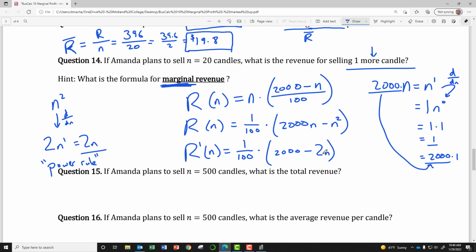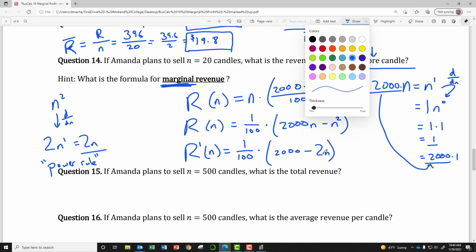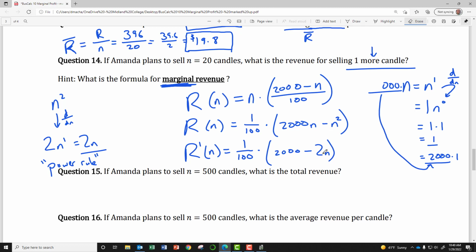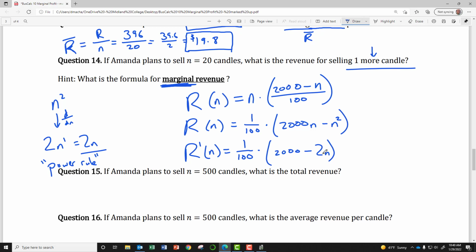And now maybe if you want to distribute the 1 over 100 into this, I'm running out of space here. Maybe I'll do some erasing so I can make room for one more step. We can write r prime of n is equal to 2,000 divided by 100 is just 20 minus 2 over 100 times n. And simplifying a fraction, 2 divided by 100 is just 1 over 50. So this is our formula for marginal revenue.